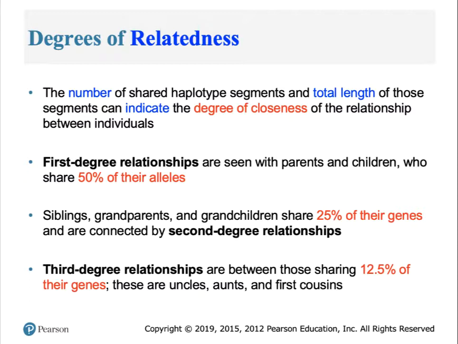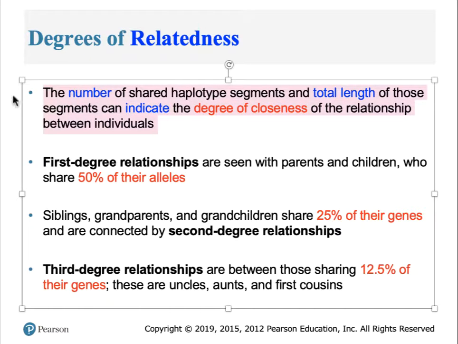Applying the same logic as we did with Mendelian genetics, the number of these haplotype segments that are shared and the total length of segments can indicate the degree of closeness of the relationship between individuals. That means closely related individuals will share more of these than random people or more distantly related relatives.